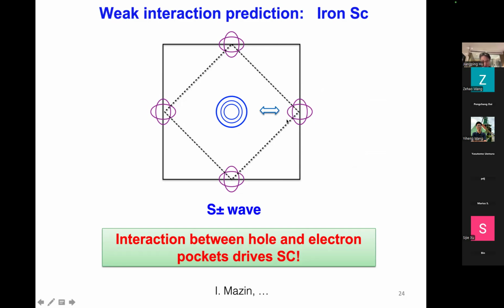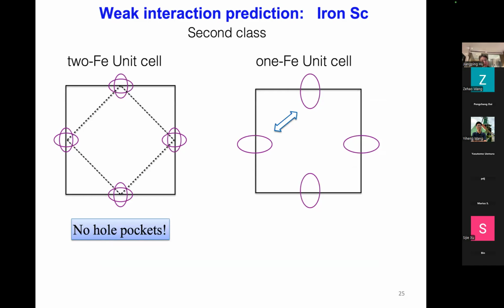Same as the former argument. But this weak coupling prediction has a problem for the second-class iron-based superconductors, since the second-class iron-based superconductors don't have this hole pocket, okay? Yet they also have high Tc. So if you use the same argument, you have to think about what kind of interaction can make these electron pockets pair.